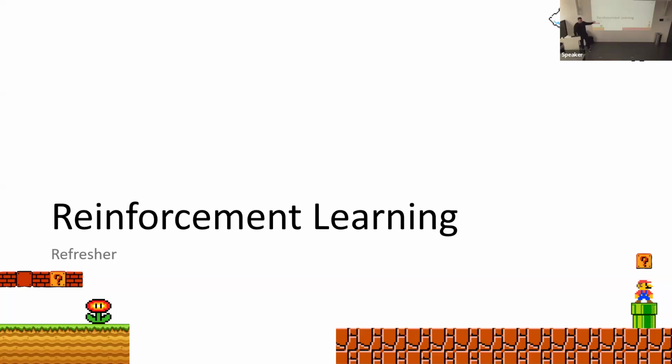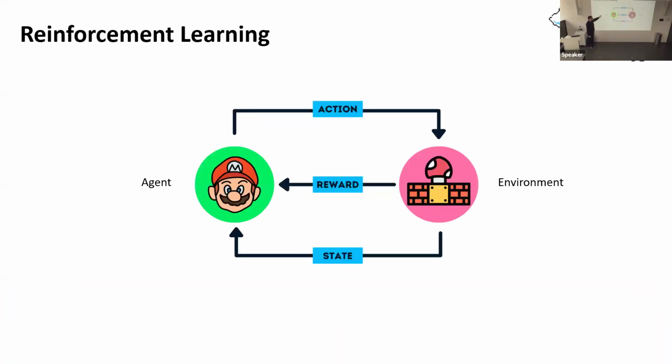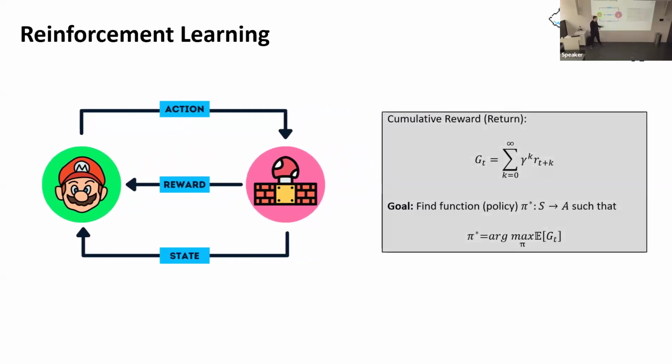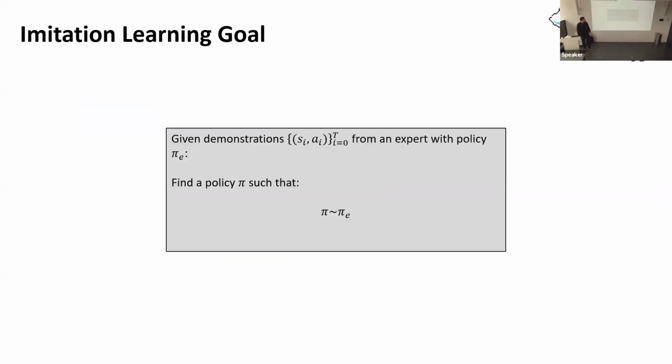So let's start with a refresh of reinforcement learning. In reinforcement learning, we usually have an agent and an environment. The agent can interact with the environment by actions and observe rewards and states. So the goal in reinforcement learning then is to find a policy, pi star, that gives us for a certain state the optimal action such that we get the best reward for our task.